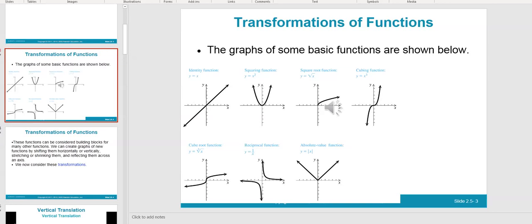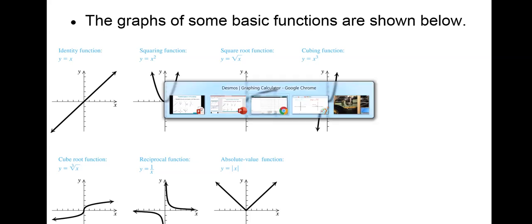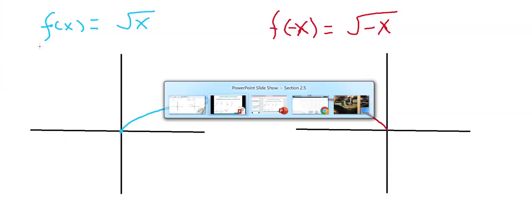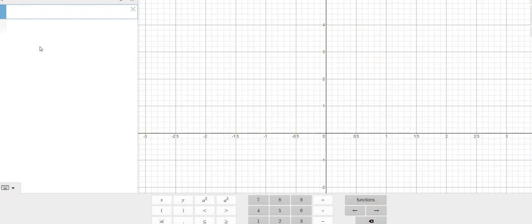So let's take a look again here at the library of functions. Let's zoom in on that. All right, so basic functions were given to you, and we've looked at some of the reflections for a few of them. But let's look at some cases here, some special sort of cases. And we'll use the Desmos program again. It's quicker. The identity function, y equals x.